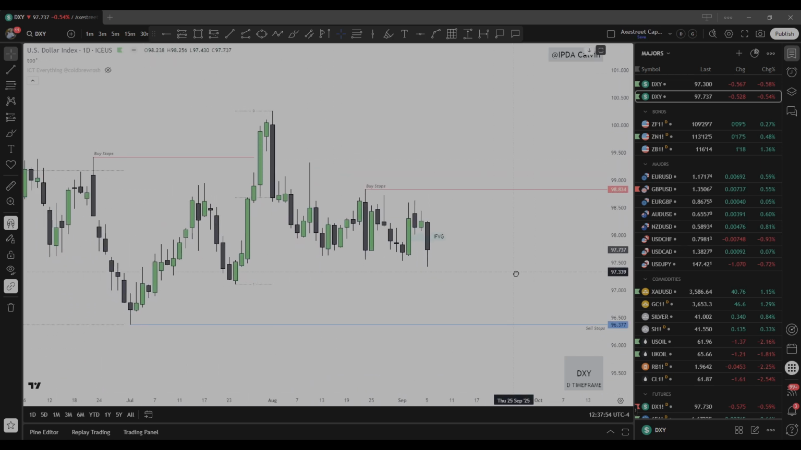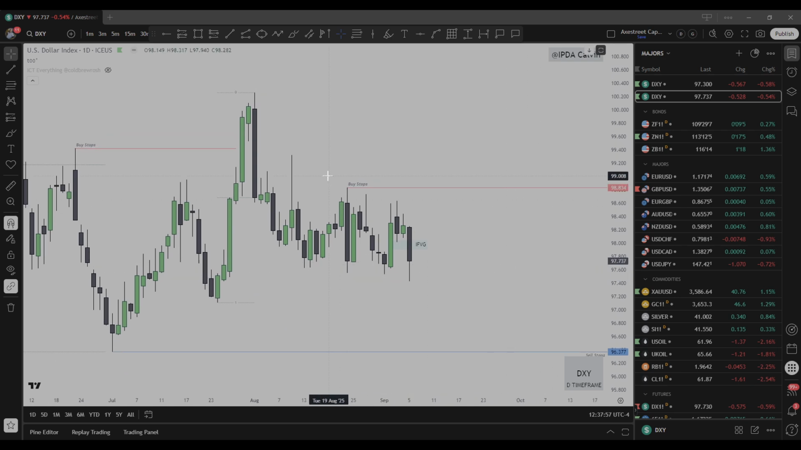Alright guys, so let's take a quick look at Dixie, right? So not much to say about Dixie in all honesty, simply that I would like to see how the market reacts around this inverse fair value gap, right? We can see the market took sell stops down here, right? Kind of closing back in the range, but I do not see this as a trend reversal just yet.